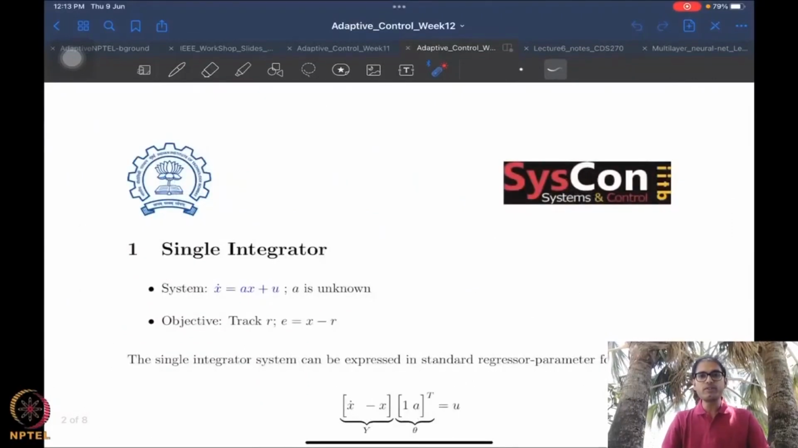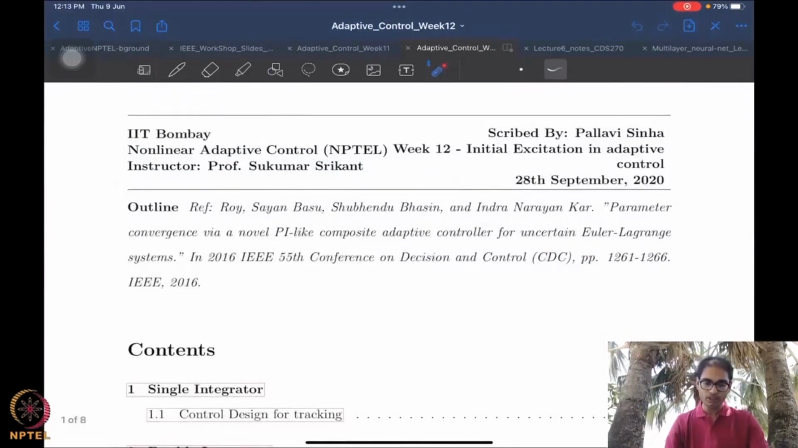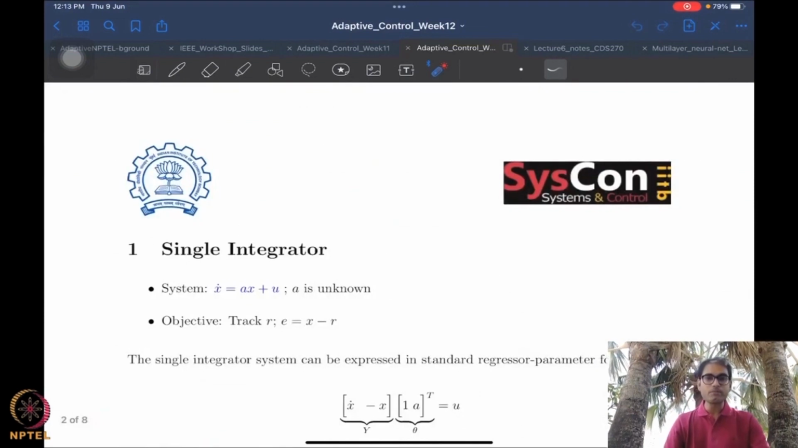So what we'll do is look at a simple version of what they propose. Of course, they are proposing all of this for Euler-Lagrange systems, which is essentially the standard model for robot systems. So we will look at a slightly simpler version of things for classroom illustration purposes. Once you understand this, you can very easily extend it to the robot problem or any other control problem you might have. All right, so let's begin.